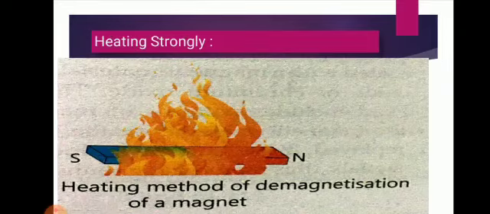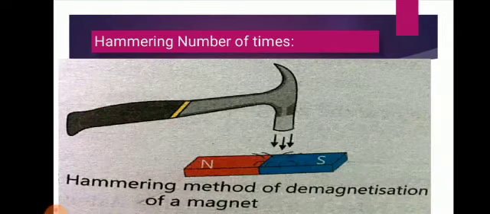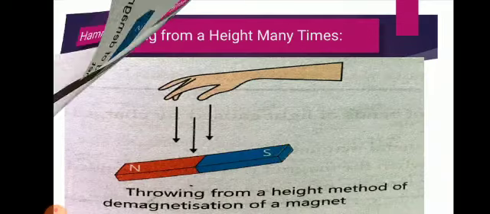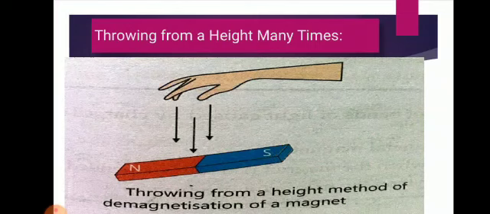So first is heating strongly. We should never heat a magnet over a burner. If we heat it, it causes the magnet to lose its alignment and magnetism. Second is hammering a number of times. Like heating, hammering causes the magnetic particles in a magnet to lose alignment. Thus, the magnetism vanishes. Same with throwing from a height many times. It disturbs the physical vibration, shakes order out of the material, and causes demagnetization.